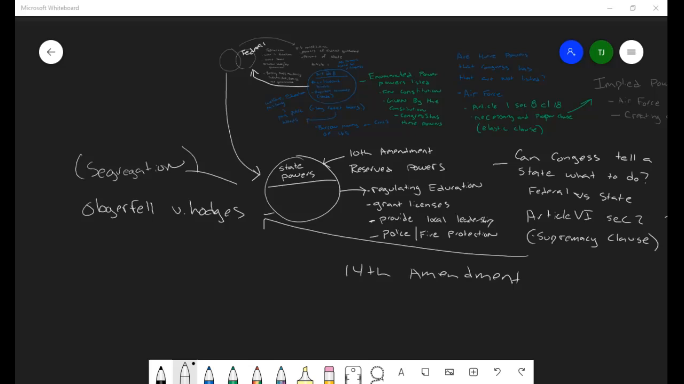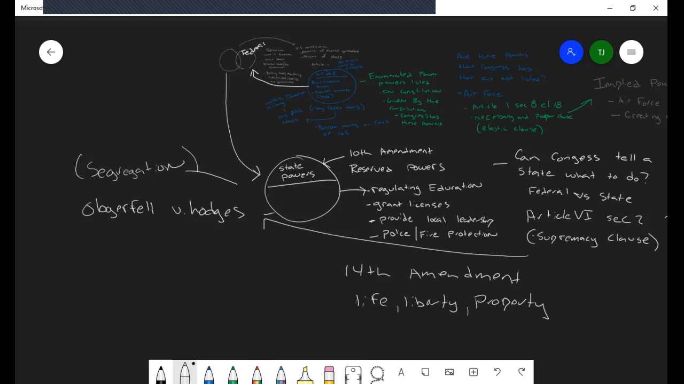So let's take a look at this idea of life, liberty, and property. Okay, it came up again and again in the Constitution. We see this.